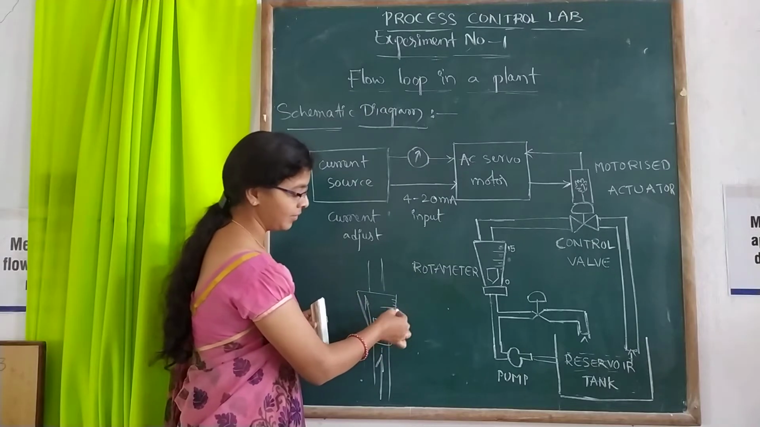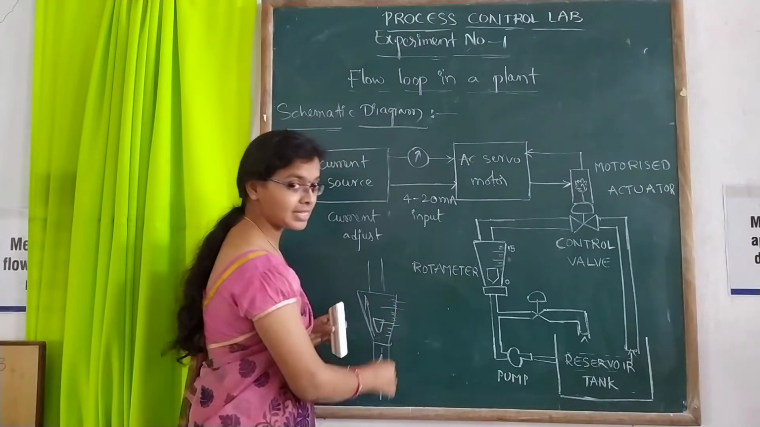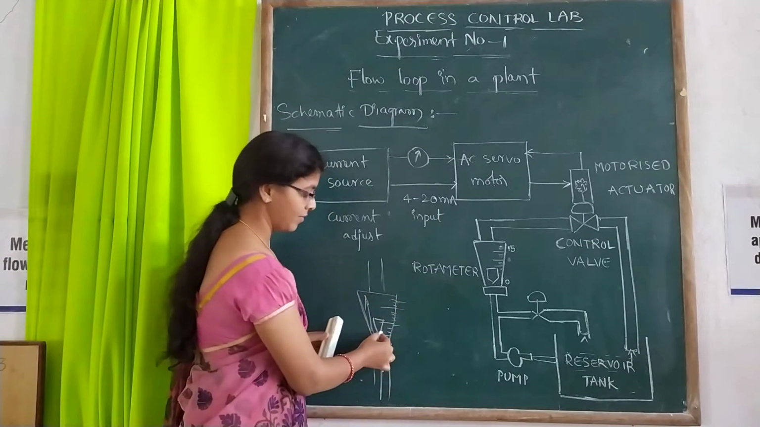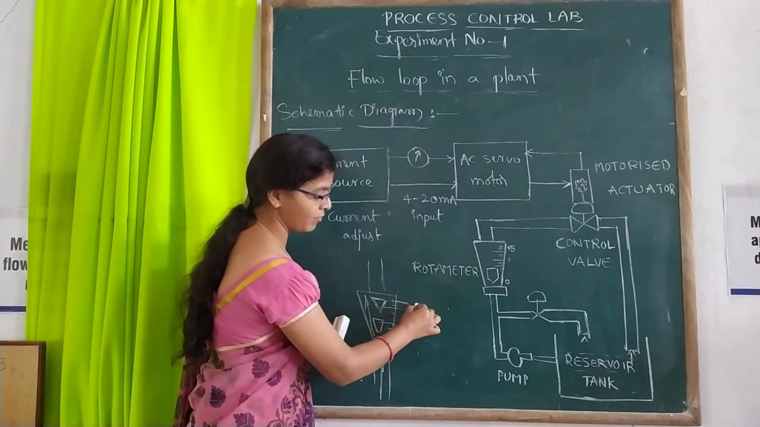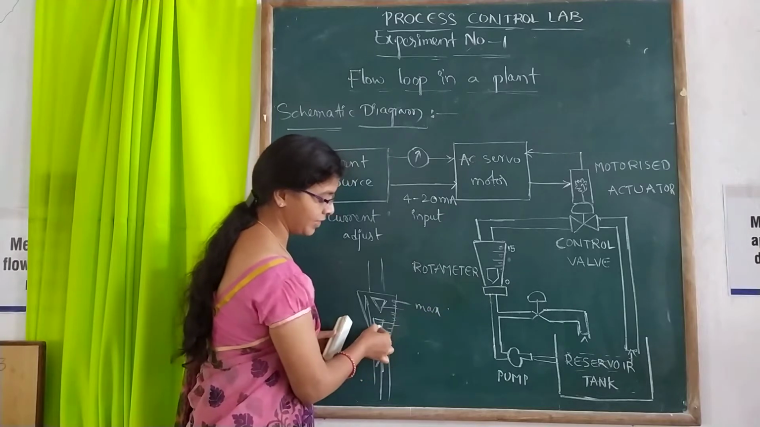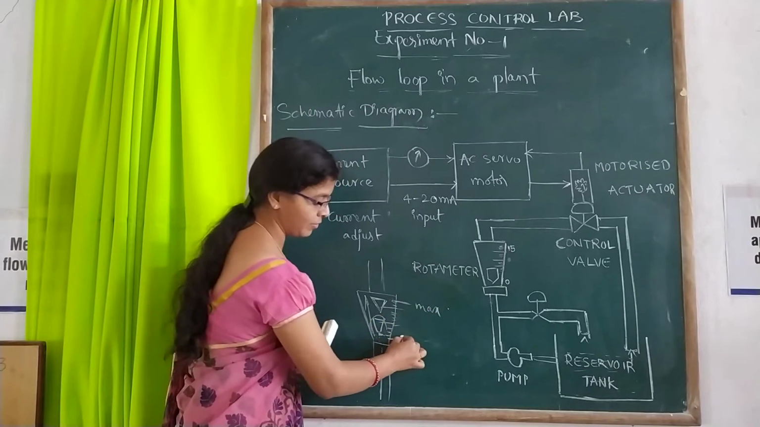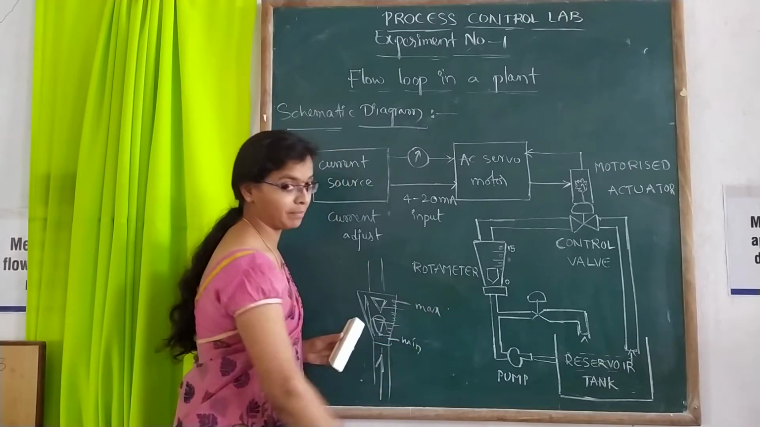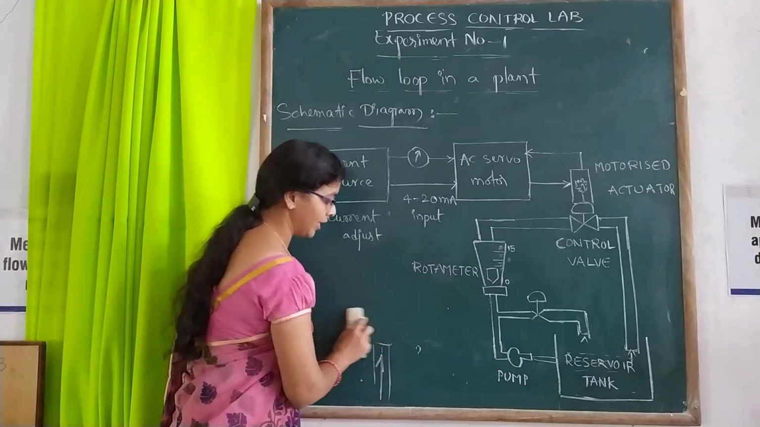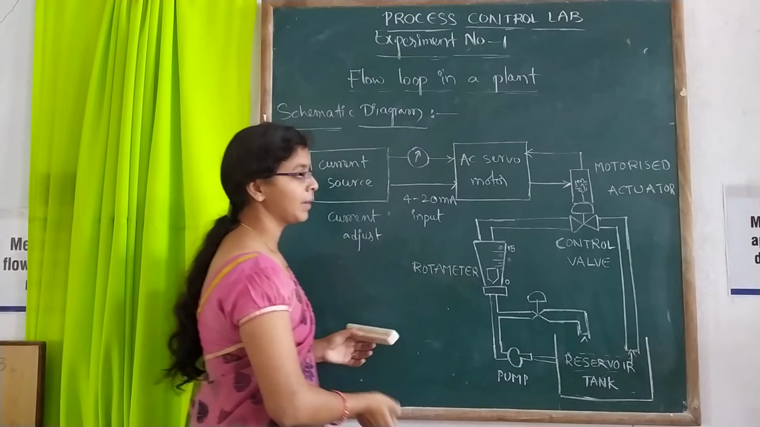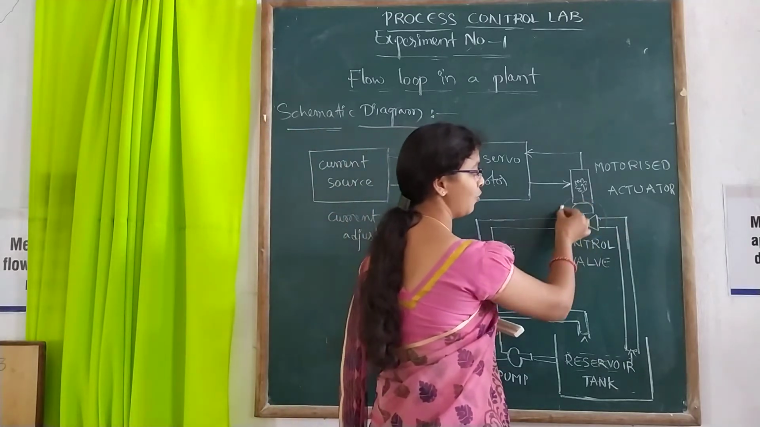That will be indicated on this scale. Whenever the float is in the high position, the flow rate is maximum. If the float is here, then the flow rate in that pipe is minimum. Like that we are going to measure the flow rate here, and we are going to control the flow rate by adjusting the control valve here.